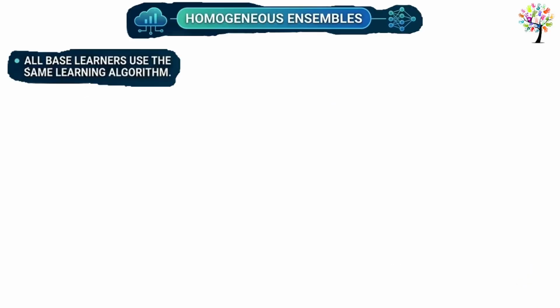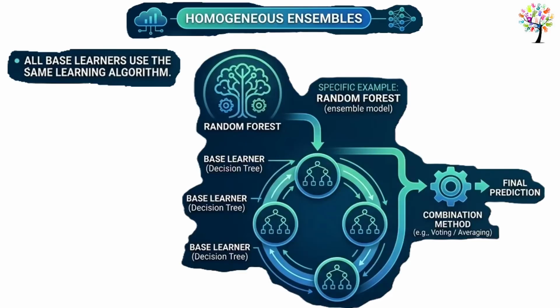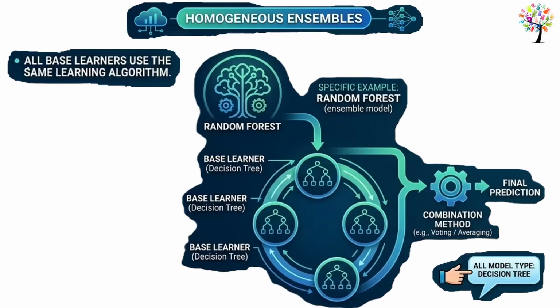result. Take homogeneous ensembles. All the base learners use the same learning algorithm. For example, random forest, which is an ensemble made up of only decision trees. Although each tree is trained on a different subset of data and considers different random subsets of features, the underlying algorithm for every single base learner is the same. In other words, a decision tree.